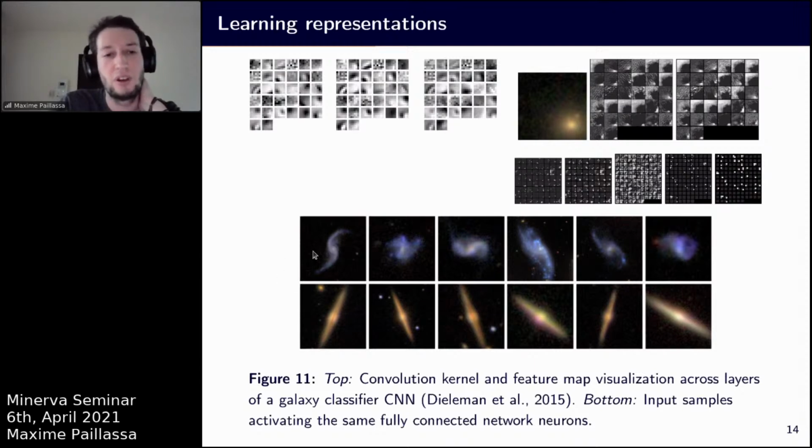On the last image below, on each row, we can see inputs that maximize the same fully connected network neurons. So we see that there are groups of neurons in the fully connected layer that specialize to gather some feature, for example here the spiral galaxies, or here the edge-on galaxies.